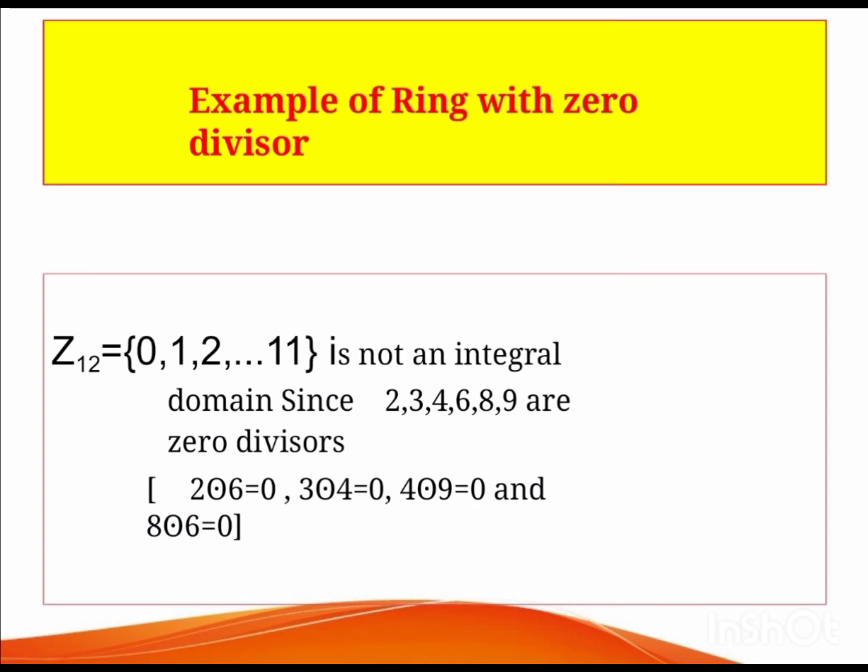And 2 into 6, the value is 12, therefore 2 ⊙ 6, the multiplicative modulo 12 value, is 0. Similarly 4 ⊙ 9, so 4 into 9 is 36, so 4 ⊙ 9 is 0. And 3 ⊙ 8, so 3 into 8 is 24, so 3 ⊙ 8 is 0. So in Z12, 2, 3, 4, 6, 8, 9, these are all zero divisors.